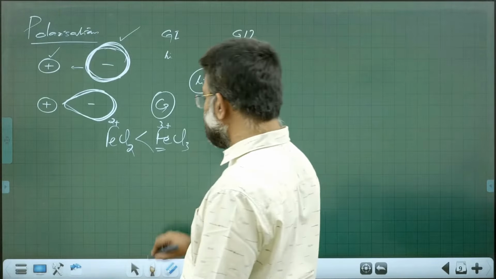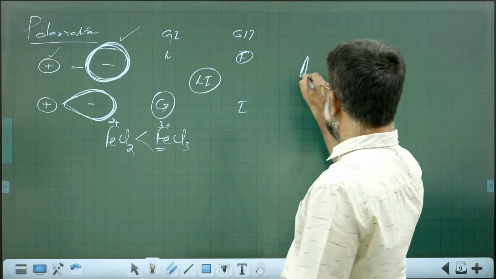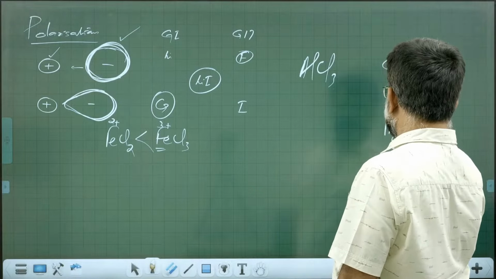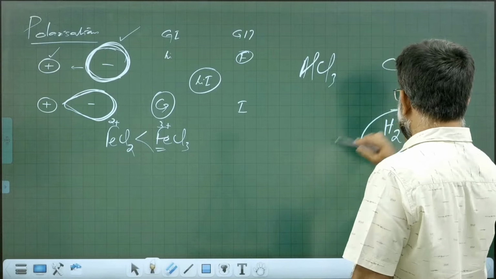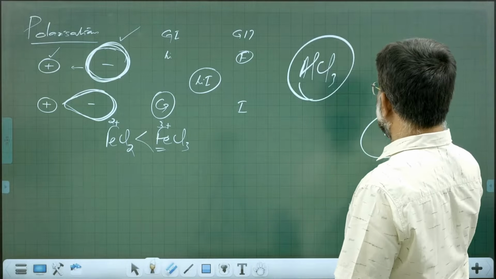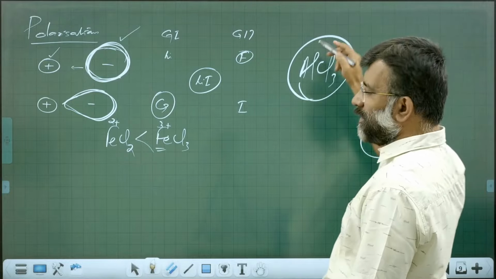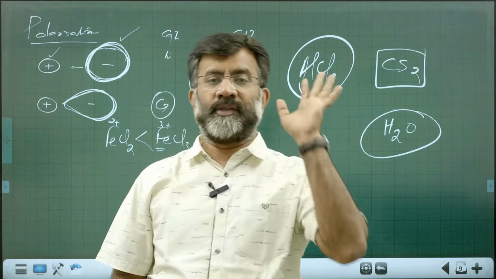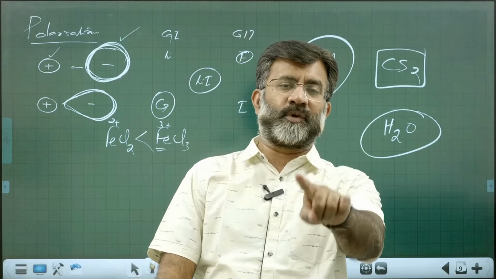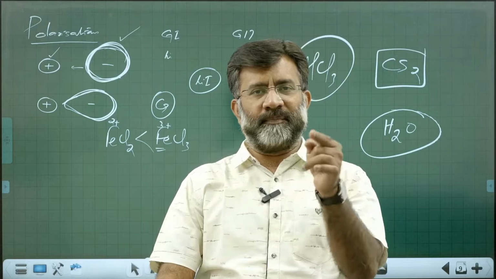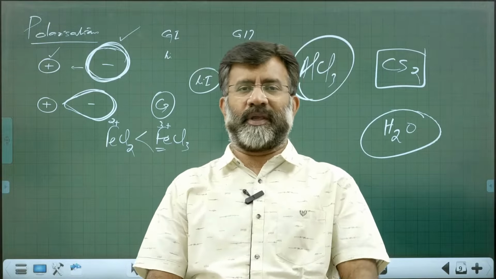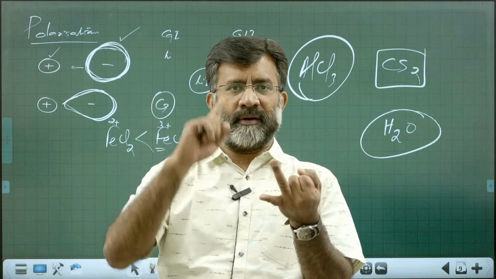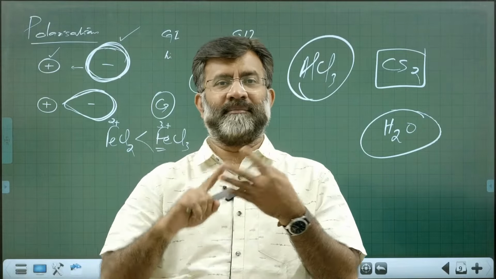Medium can influence covalent character. If you take AlCl3, in CS2 it will be covalent, in water it will be ionic. Water is a polar medium in which it will be more ionic. CS2 is a non-polar medium, in which it will be covalent. Medium can influence nature. Aluminum chloride in CS2 remains covalent. Aluminum chloride in polar water medium is ionic. So: size of cation, size of anion, charge of cation, medium.